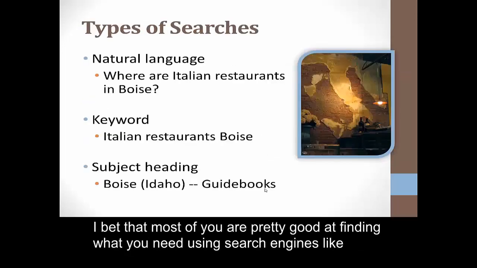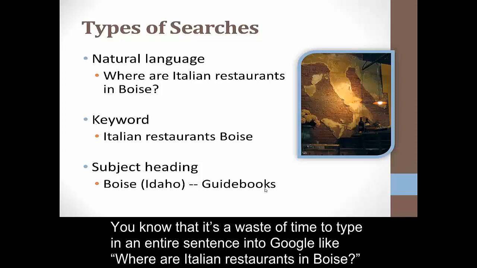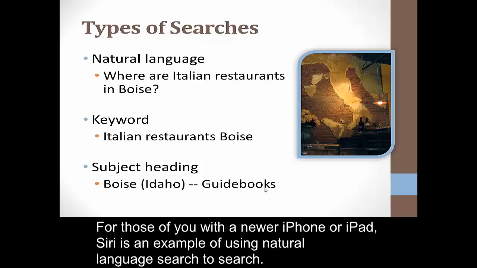I bet that most of you are pretty good at finding what you need using search engines like Google, especially for everyday stuff like finding restaurants or where to get your oil changed. You know that it's a waste of time to type in an entire sentence into Google like, "Where are Italian restaurants in Boise?" This is called natural language searching, which means that you use complete sentences. For those of you with the newer iPhone or iPad, Siri is an example of using natural language to search.